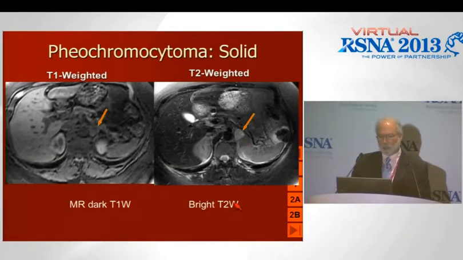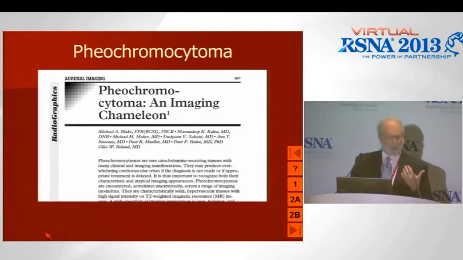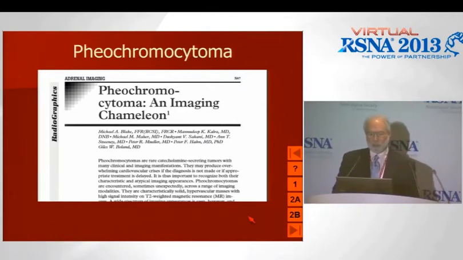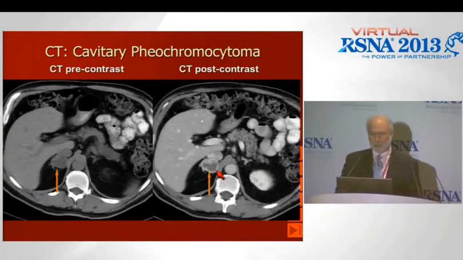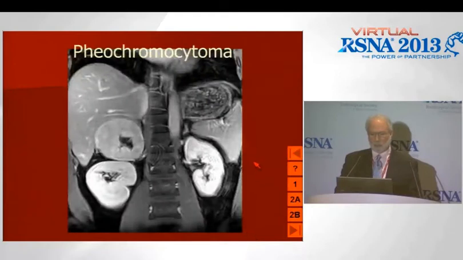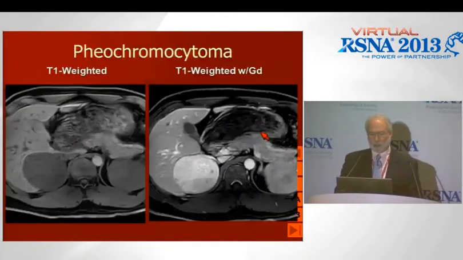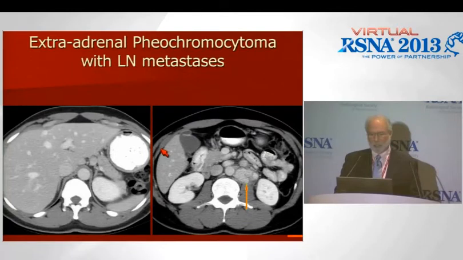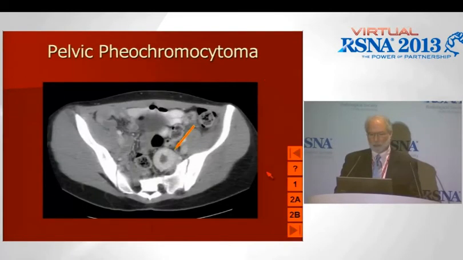So here is a solid pheochromocytoma. A nice article from the literature: pheochromocytoma, an imaging chameleon. So they don't always look the way they're supposed to, and sometimes they can become heterogeneous and cavitary and partially necrotic, which is what we're seeing here. Here's another very, very large pheochromocytoma, and here's a patient that has lymph node metastasis from a pheochromocytoma.